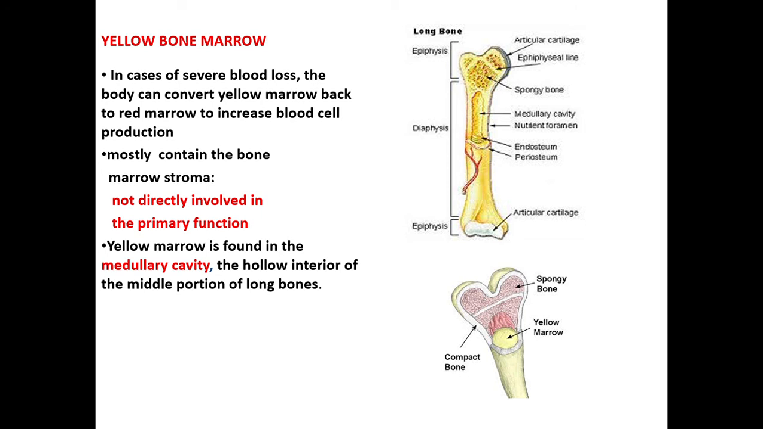Mostly, the yellow bone marrow contains the stroma of the bone. We call that the marrow stroma, and they are not directly involved in the primary function, which is the production of blood cells. The yellow marrow is found in the medullary cavity, the hollow interior of the middle portion of bones.